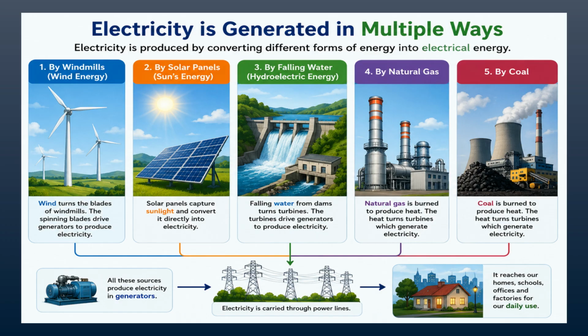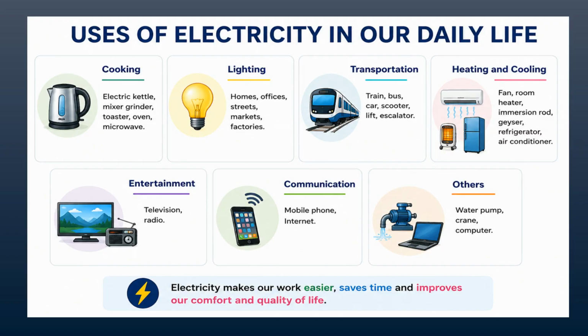Electricity can be generated in several ways, by converting different forms of energy into electrical energy. Sources include wind, solar, falling water, natural gas, and coal. Once generated, it travels through power lines to reach our homes, schools, and workplaces. We use electricity for countless tasks every day, from cooking and lighting our homes to transportation, communication, and entertainment. Ultimately, electricity makes our work easier, saves time, and significantly improves our quality of life.